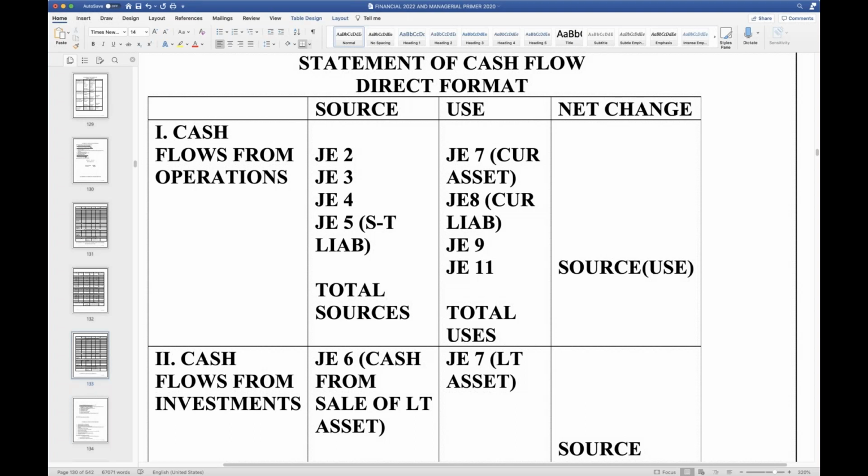Journal entry 5, if it's a short-term liability. Journal entries 7 and 8, current asset, current liabilities. 9 and 11 go on the use side in operations. So we're showing, if you got a transaction, is it in operations? To be in operations, it's got to be here or here. Source, use.